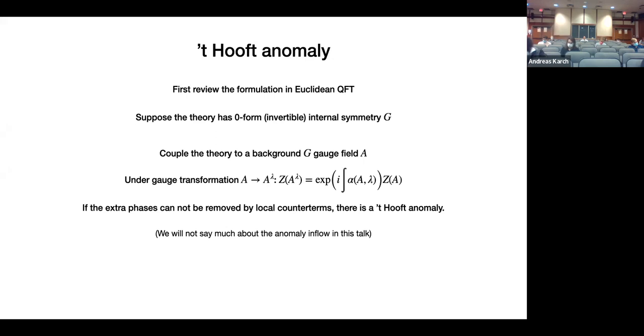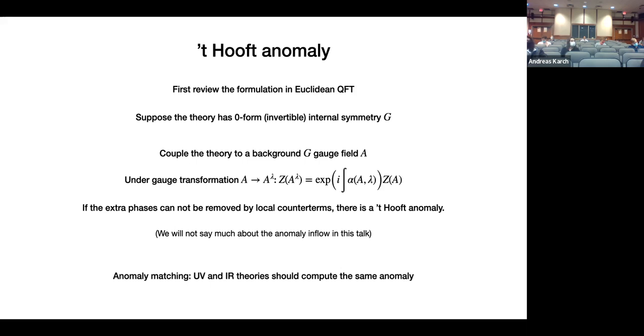And we can study how the theory transforms under a gauge transformation. Let's say A is transformed into A^λ, where λ parameterizes the gauge transformations. So it's all very schematic here. The partition function of the theory could transform by a phase factor. Now, if these extra phases cannot be removed by redefinition of local counterterms, then we say there's a 't Hooft anomaly. I'll not say much about anomaly inflow in this talk. I'll just treat 't Hooft anomaly as a property of the theory itself.